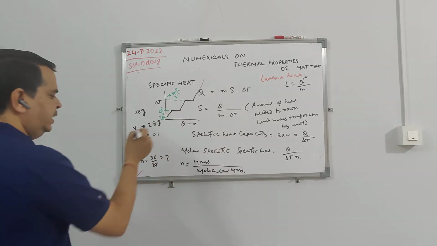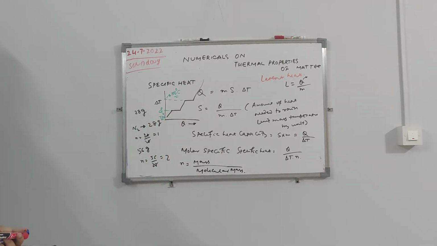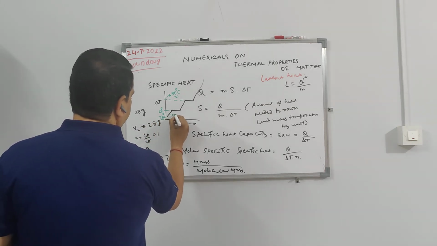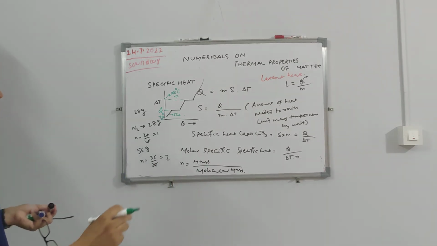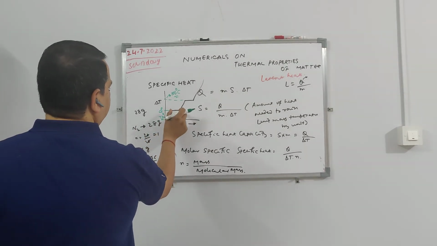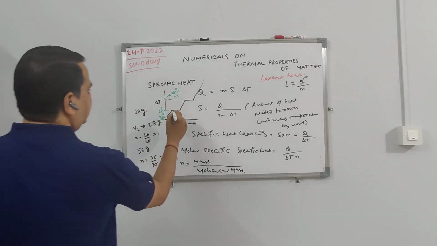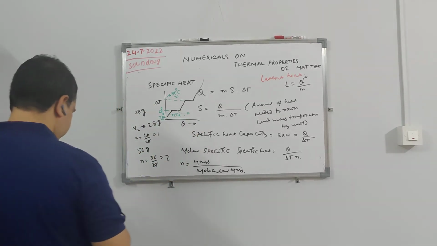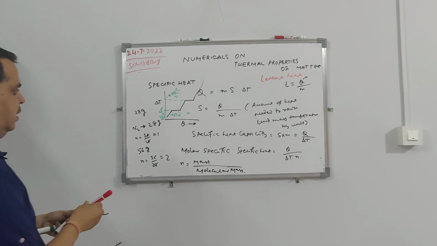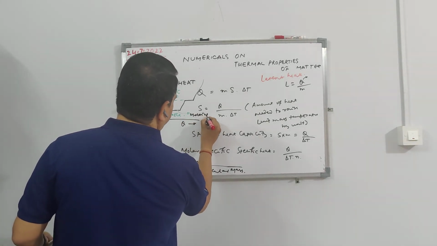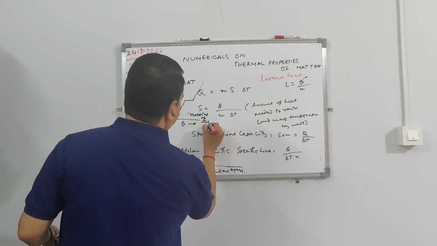When it is minus 10 degree centigrade, it is ice. Then at 0 degree centigrade, you don't see any rise in temperature. So what is happening? Here the melting of ice is taking place.